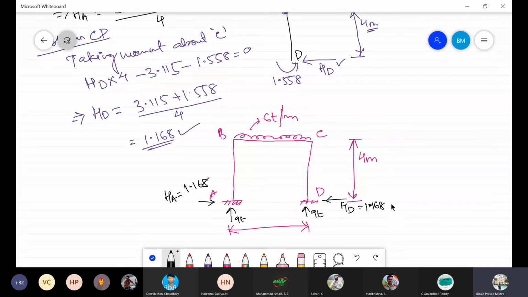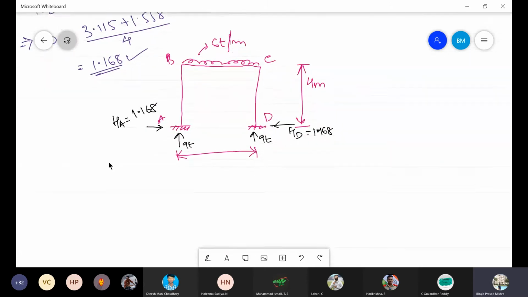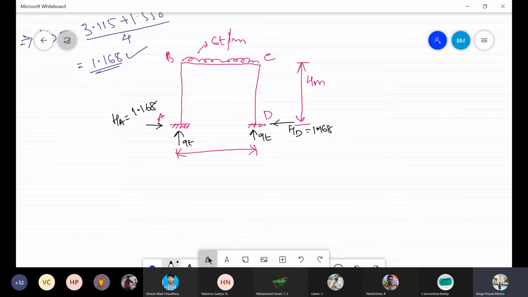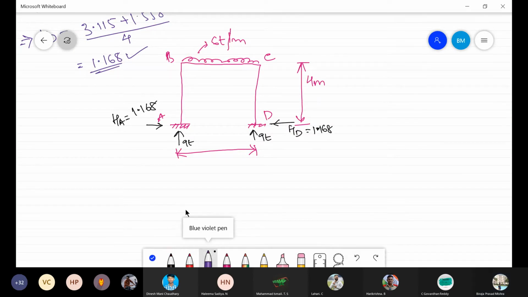1.168, and the next one is... are there any other moments we need to show? No. Okay, so these are the reactions. Now if we go to the shear force diagram, let me draw the SFD. For SFD again I need to show the structure.